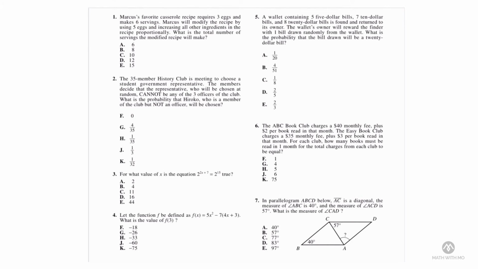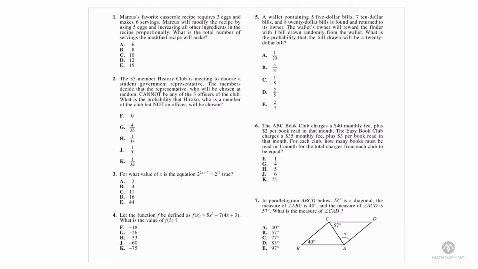All right, question number 1. Marco's favorite casserole recipe requires 3 eggs and makes 6 servings. Marco would modify the recipe by using 5 eggs and increasing all the other ingredients in the recipe proportionally. What is the total number of servings the modified recipe will make?